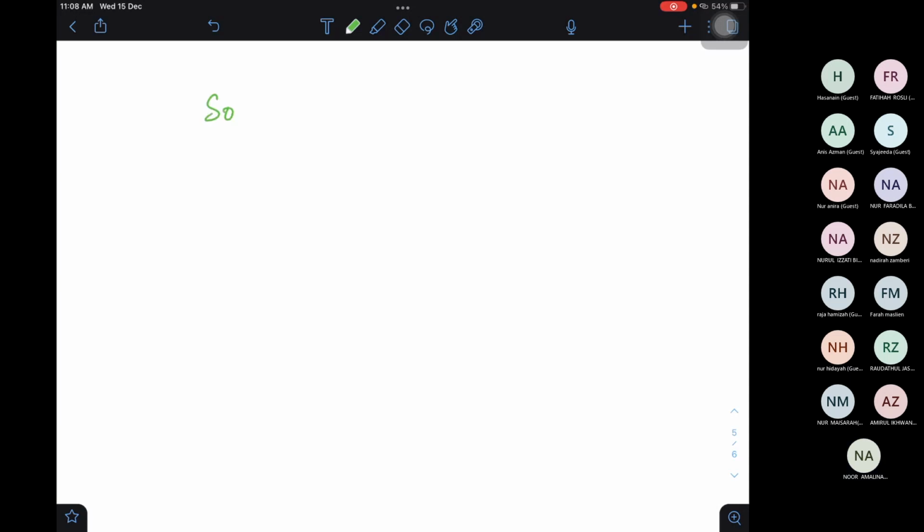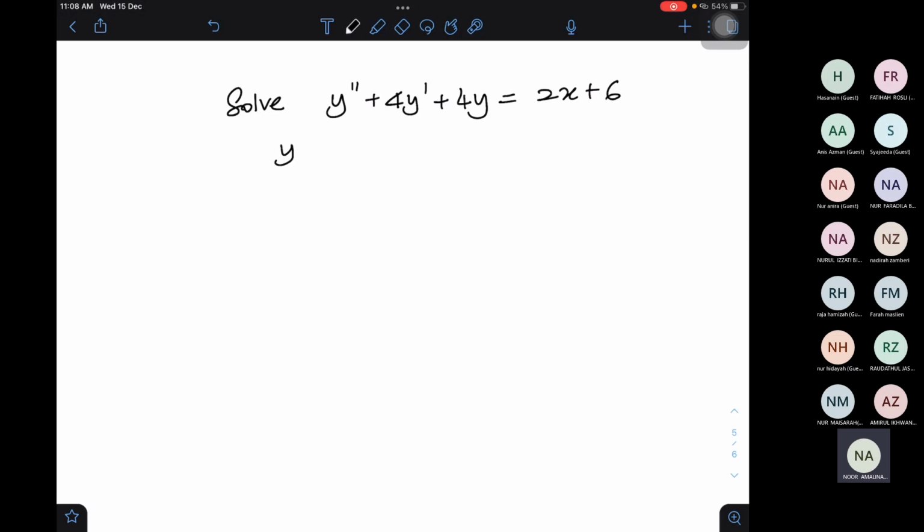Solve y double prime plus 4y prime plus 4y equal to 2x plus 6. Okay, kita nak guna annihilator approach, okay. Okay class. So bila kita nak solve, we know that the solution for our non-homogeneous will be the combination of YC and YP. So first sama juga, kena cari YC.